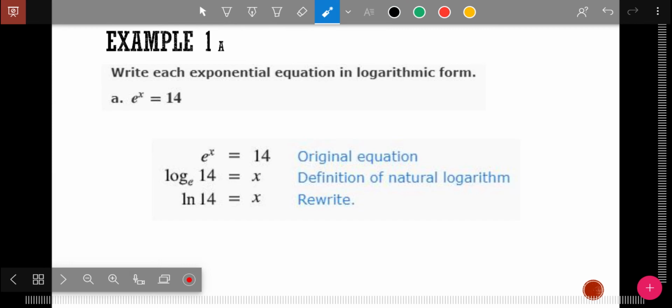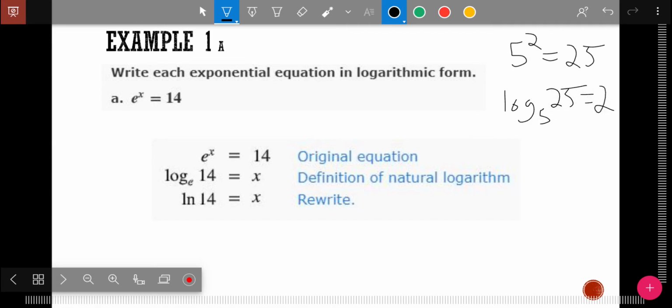And so the book does a nice job here of explaining that e to the power of x equals 14. Now remember, when we first started this unit, we said we know something like 5 squared equals 25. Then we learned to write that in log form, log base 5 of 25 equals 2. You could write the same thing in either exponential or logarithmic form. And that's what we're going to do first here, switch between forms. So if you have e to the power of x equals 14, that's really saying log base e of 14 equals x. Well, log base e is just ln.